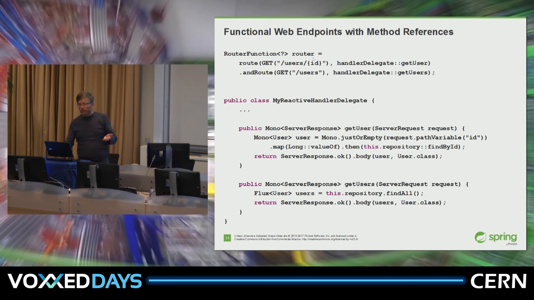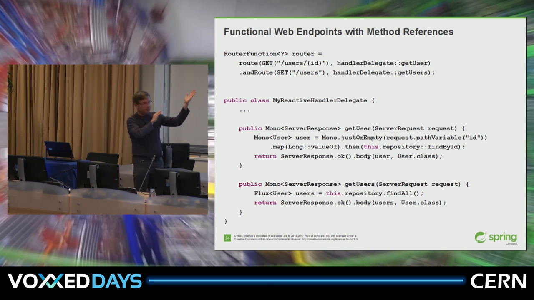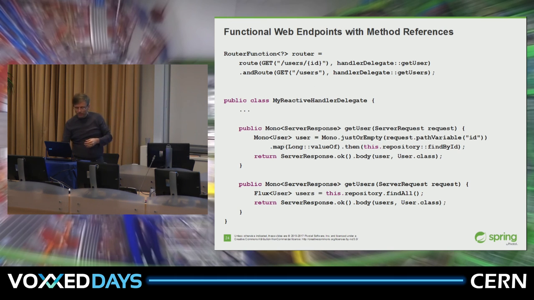What we name a router here is essentially just a composed router function, where we say, for an incoming request for this predicate, delegate to this handler function. For this other predicate, delegate to the other handler function. So you can, of course, imagine a dozen such mappings. In this case, using Java 8 method references to dispatch to specific delegate methods, right? And what we see down here is a sketch for those delegate methods on a delegate class. So let's assume the repository has been injected here or given here in some form.